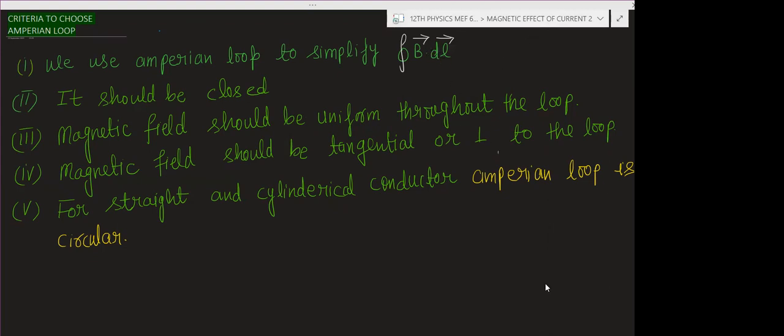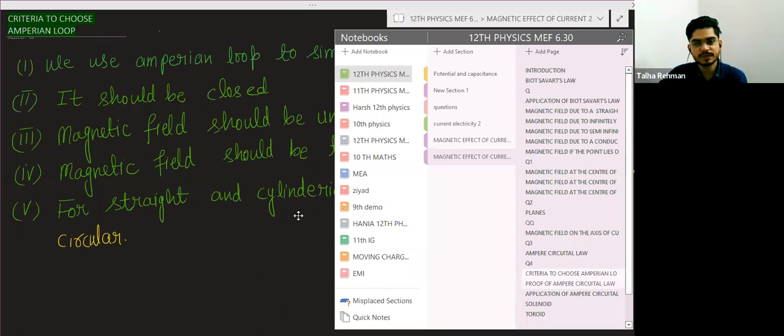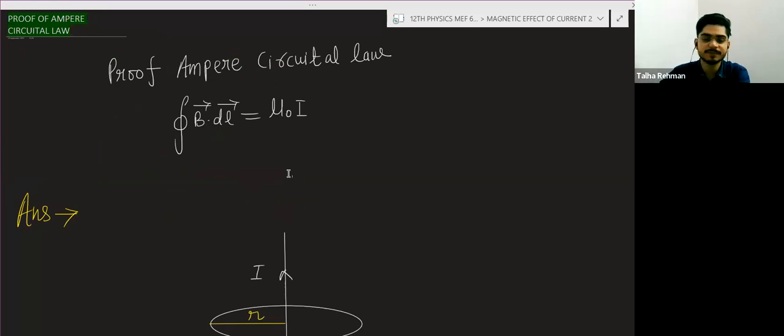Now, proof of Ampere circuital law. Proof of Ampere circuital law. The examiner can ask you to prove Ampere circuital law. So what is the meaning of that? This is your Ampere circuital law. Means you have to prove B dot dl is equal to mu naught into I.